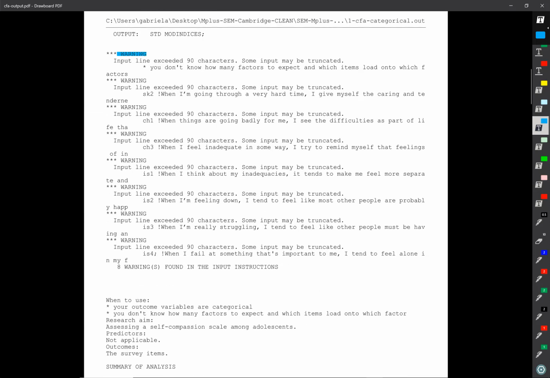Every time you see these, they are related to your input instructions. In our case, it looks like they are all related to the fact that our input lines were too long. However, if you have a look at what was truncated, you will notice that they are all comments, annotations, so it looks like this is okay and we can proceed. So let's keep scrolling.